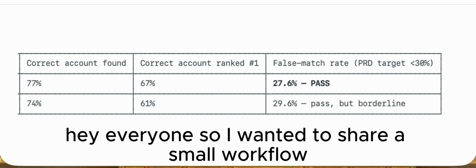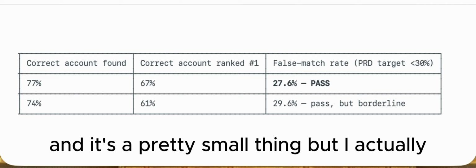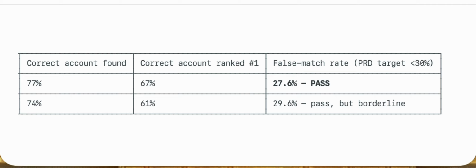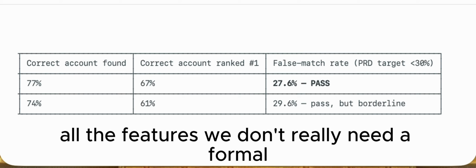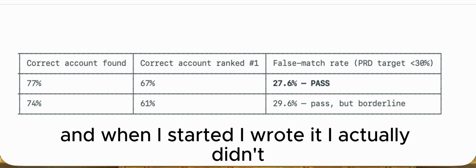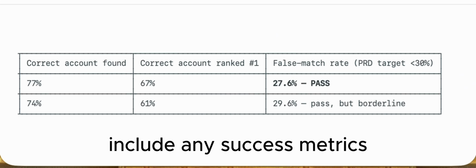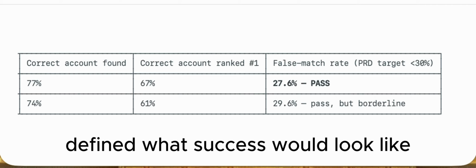Hey everyone, I wanted to share a small workflow detail I came across while using Claude Code. It's a pretty small thing, but I actually think it's a really smart design. When I started a new project and wrote a PRD, I know these days we don't really need a formal PRD anymore, but for a new big thing, I still like having one. When I wrote it, I didn't include any success metrics. Later on, I went back and added a small section that defined what success would look like.